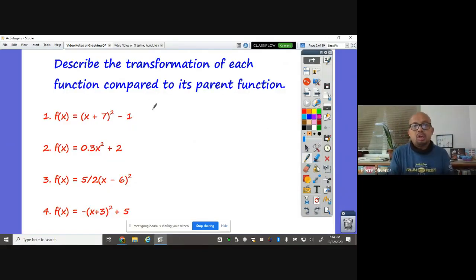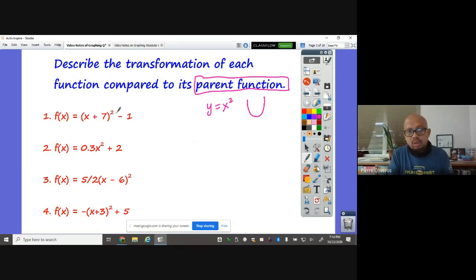So let's go here now. Describe the transformation of each function compared to its parent function. The parent function of a quadratic equation is y equals x squared, wherein we know it opens upward. So if we have x plus 7 squared minus 1, the plus 7 tells us that it's going to translate to the left by 7 units. And the minus 1 outside is telling you that it's going to go down by 1 unit.